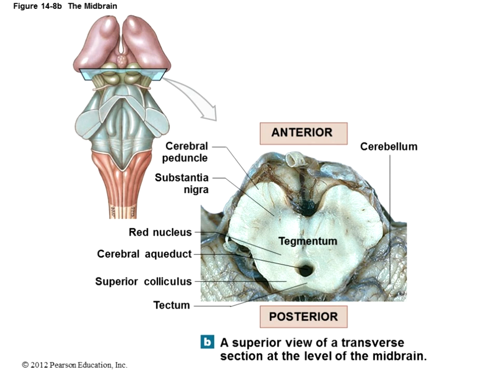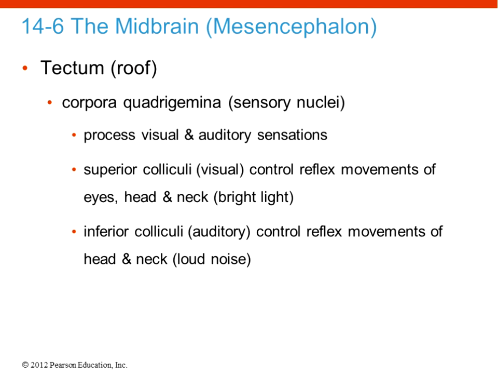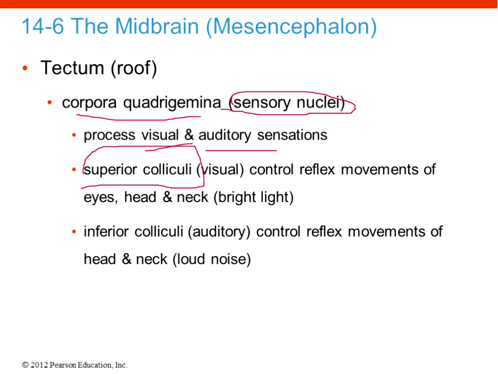Here's a nice cross-section through the midbrain, and you can see nicely here is the substantia nigra. You can see the cerebral aqueduct right here. This is where the superior colliculi would be, and here are the cerebral peduncles over there. Okay, so some important structural components that we're going to talk about that relate to their function. So the first thing are those sensory nuclei, collectively known as the corpora quadrigemina. These corpora quadrigemina process both visual and auditory sensations, and ultimately lead to an appropriate reflex response based on that visual or auditory sensation. So you have what's called the superior colliculi and the inferior colliculi.